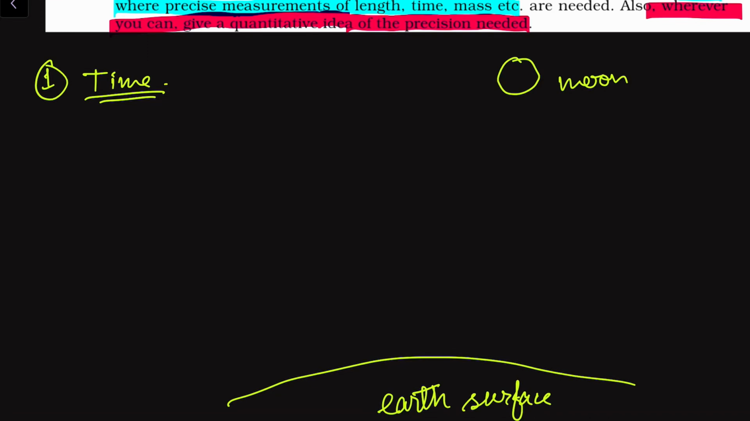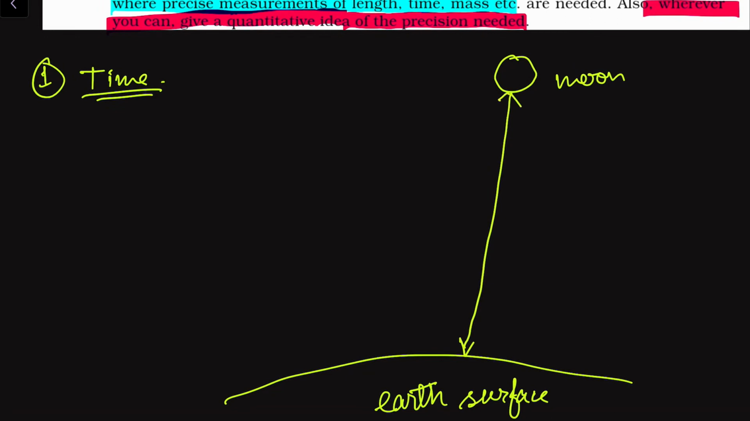So we have to draw a line to the earth's surface. So this is the distance. Let us suppose this is denoted by capital D. Now if we want to measure this distance, we cannot use a meter scale because this is a very large distance. We can use a laser beam to measure this distance. Let me explain in a very brief way how we can use a laser beam.